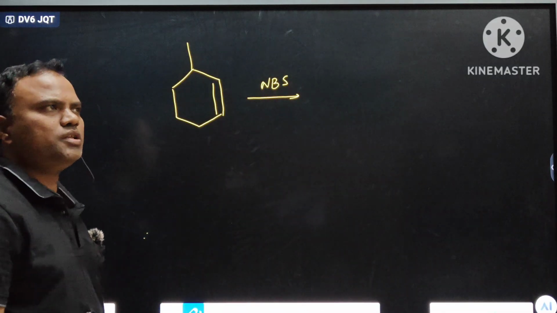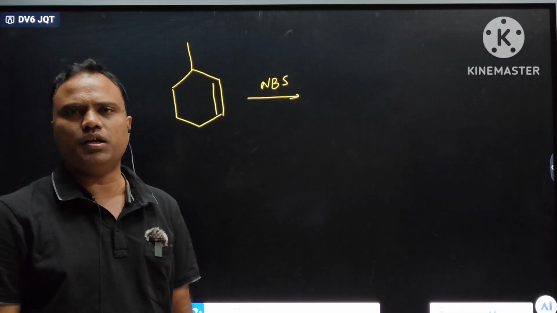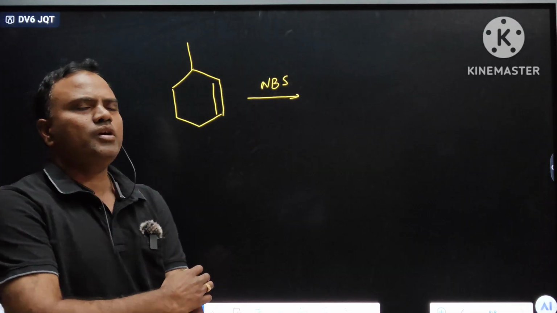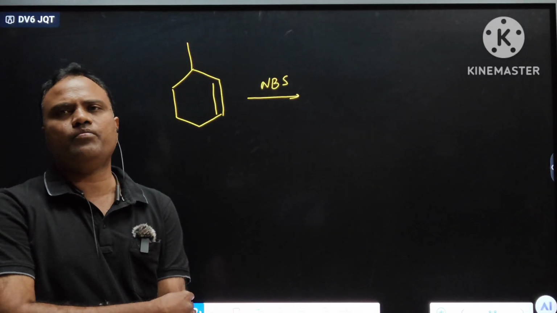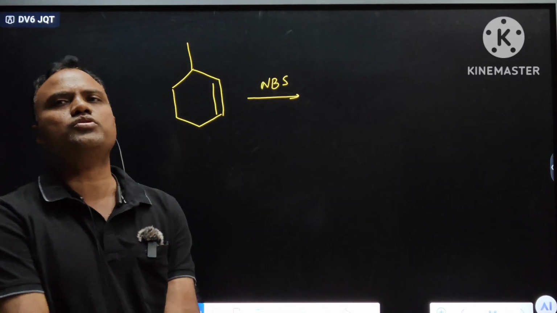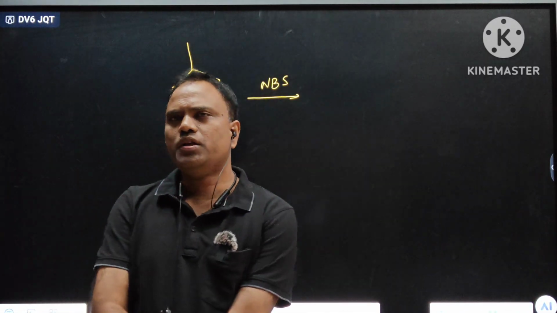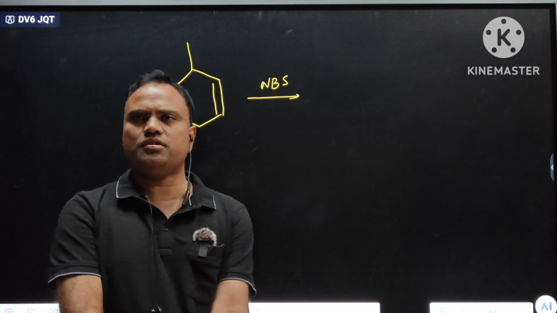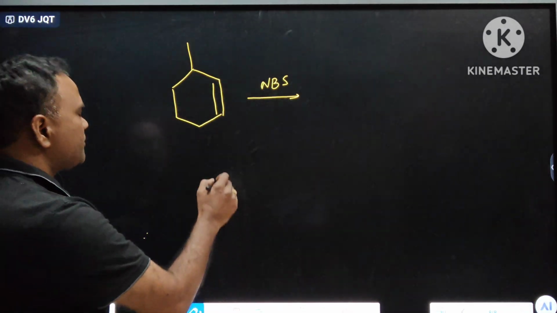NBS, or you can use any other reagent also for allylic halogenation, like SO2Cl2, then Cl will come. When you use NBS, bromine will come. When you use SO2Cl2, Cl will come. When you use Cl2 at 400 degrees centigrade, chlorine will come. I'll give you those examples also. Right, I'm giving the numbering.